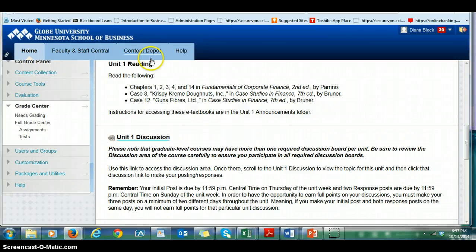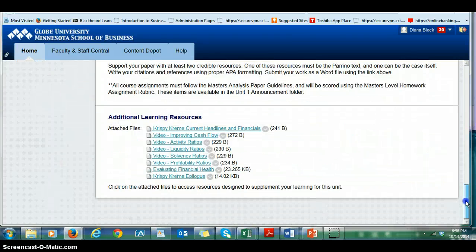So let's look at the requirements for this week. You're going to read those 5 chapters, and then you're going to read case 8, which is the Krispy Kreme case, as we discussed, and you're going to work on that. And then the discussion case is going to be case 12, Guna Fibers. So you'll read both of those cases in addition to all of the textbook reading. And remember, you're going to review all these videos as well.